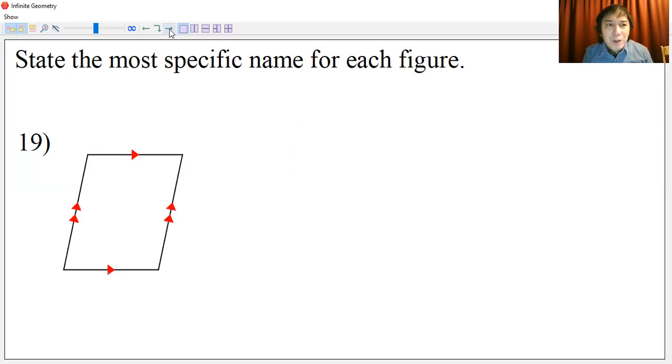All right, here's number 19. Okay, one pair parallel, the other two also parallel, okay? All right, so what do we have there? This must be the parallelogram, okay? This must be a parallelogram. This must be a parallelogram, and we can verify that. Yes, it's a parallelogram. Okay, so we continue. Next.